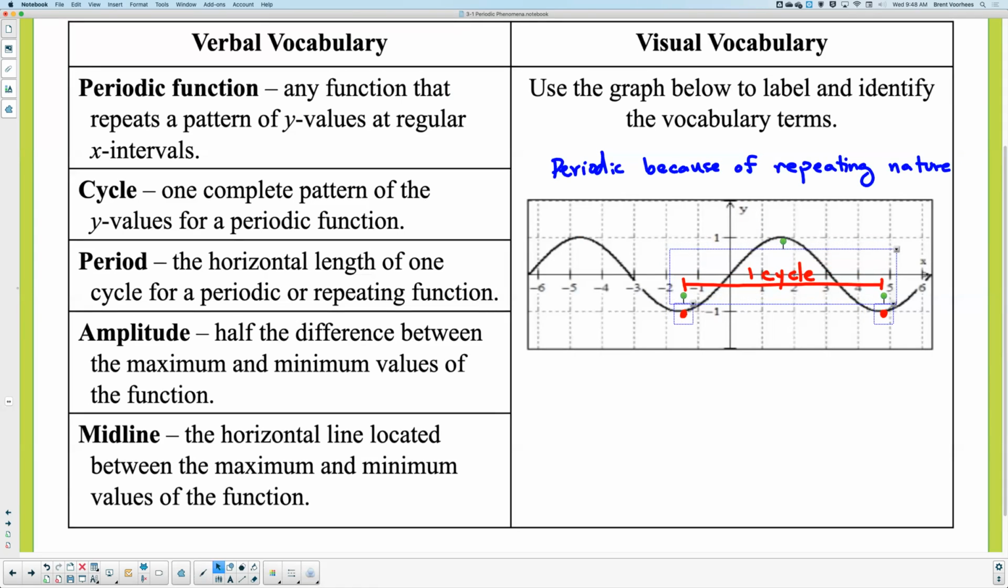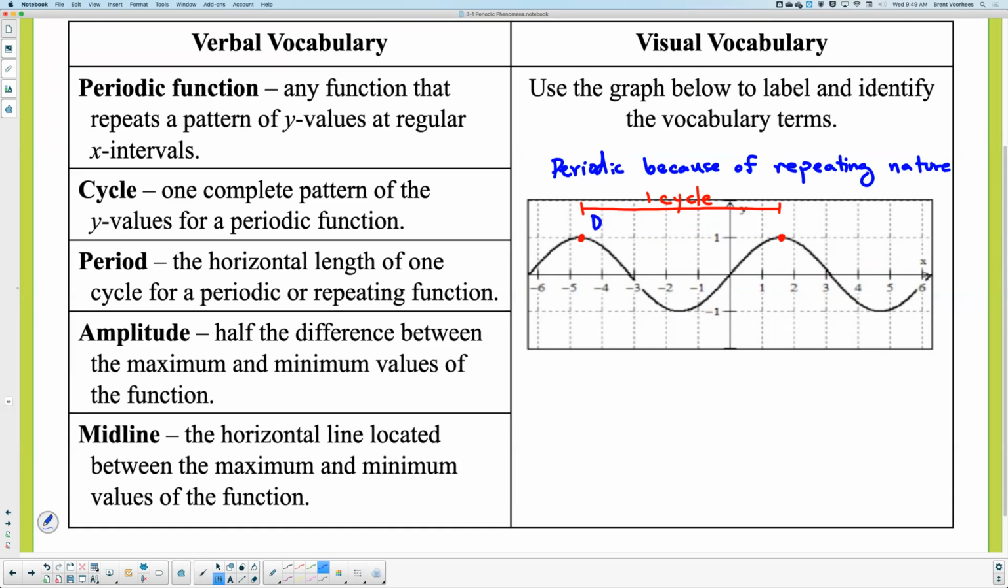Could I go minimum to minimum? Yes. You know what you can't do though? Go minimum to maximum. Good. That would not be a cycle. Or go from 0 to this 0 right there, because that would only include the minimum and it would skip the maximum. The easiest way to make sure you don't mess up is always just to go maximum to maximum. Make sense?